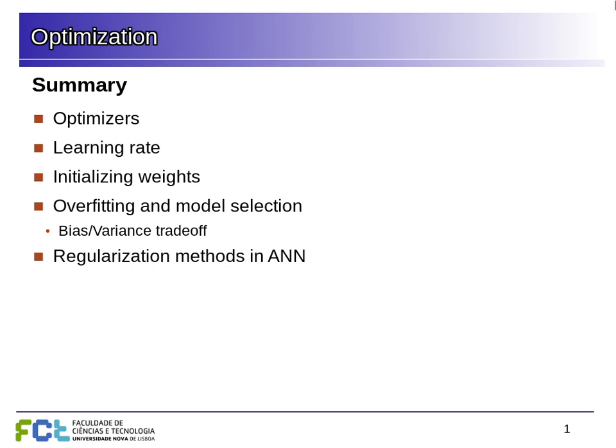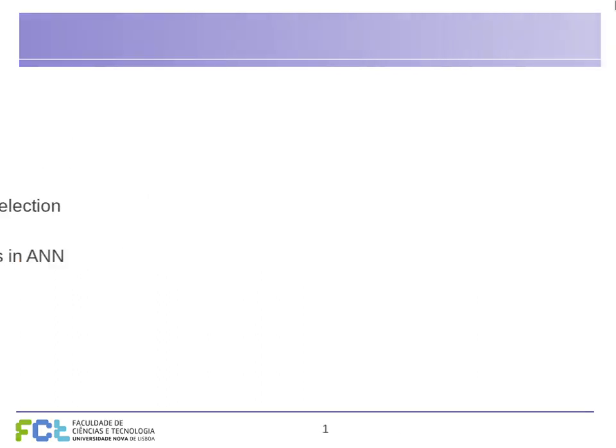Basically, this problem of overfitting, how we can select the best networks, and how we can use regularization to reduce overfitting. And I'm going to give a brief review of the bias-variance trade-off that we saw last semester.